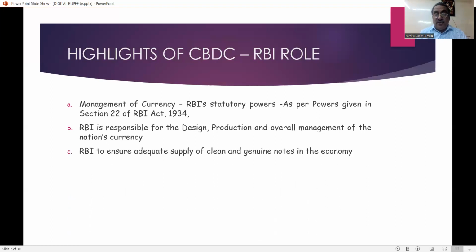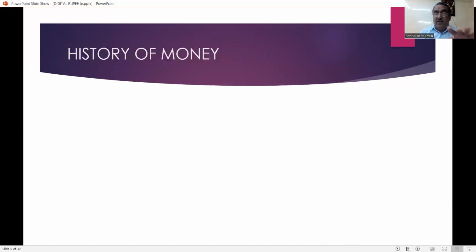RBI has to ensure that there is an adequate supply of clean and genuine notes, because clean notes means there should not be any scribbling. So they have to give genuine notes. That means legal tender notes the RBI has to introduce, because there are some counterfeit notes which will not be recognized. So RBI is the main authority that controls the management of currency. This digital rupee concept is one of the management techniques adopted by the RBI.